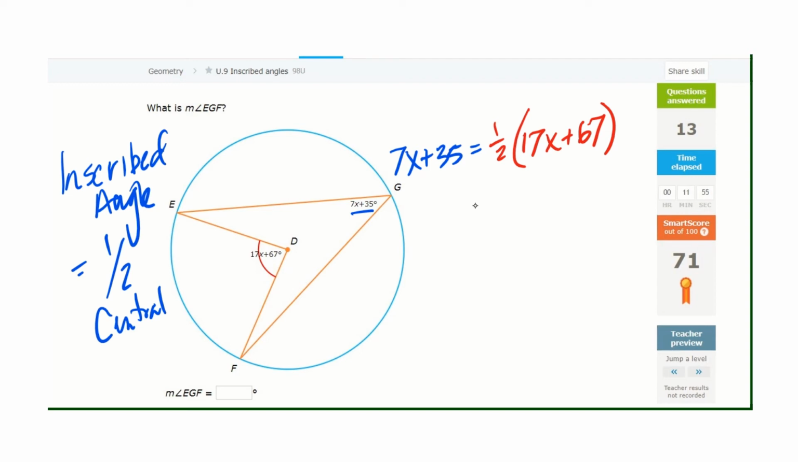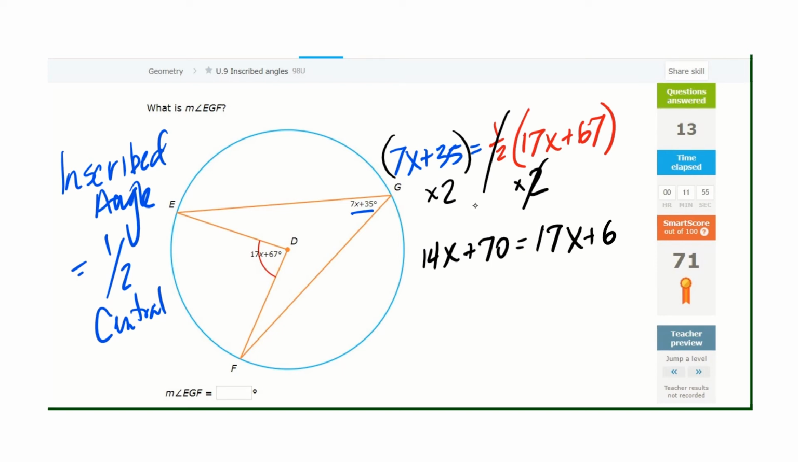multiplying both by 2. Okay, so we're going to multiply that times 2. We're going to multiply this whole thing times 2. And why would I do that? Because 1/2 times 2 cancels out to an invisible 1. And now we have to double this, so distribute the 2. This is 14x. We've taken our inscribed angle and we've doubled it. And it is the same size now as the central angle.